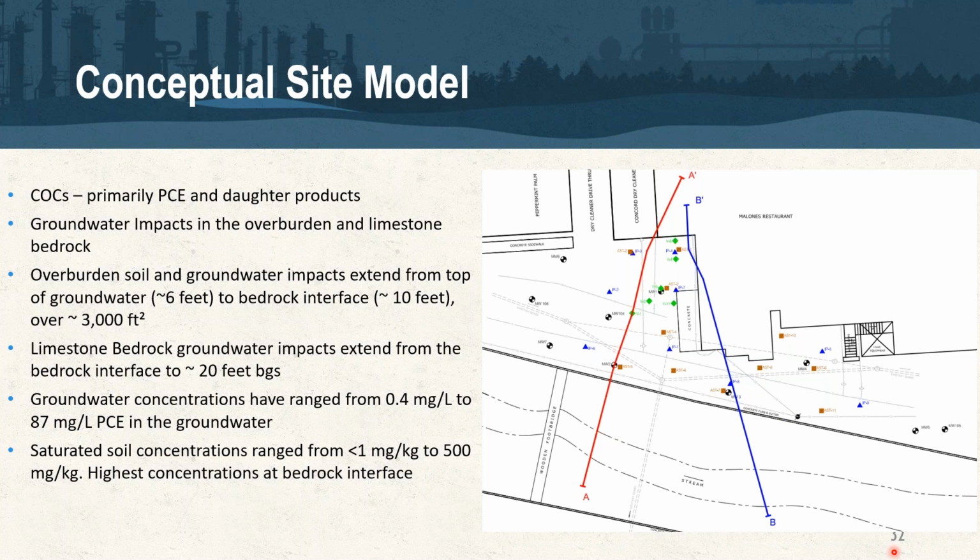The groundwater concentrations range anywhere from 400 ppb up to 87 ppm of PCE in groundwater. Saturated soil concentrations in the overburden ranged from less than a ppm to as high as 500 ppm, and those highest concentrations were actually located at the soil-bedrock interface. At the scale figure on the right-hand side, I want to call out the two cross sections we're going to be looking at in the next two slides to further discuss this conceptual site model. Next slide, please.